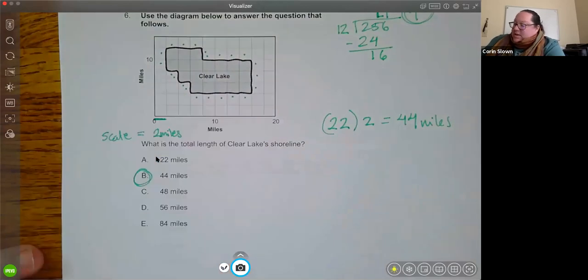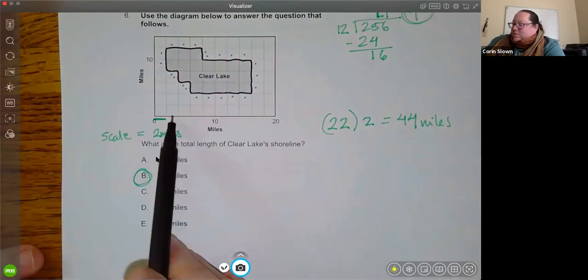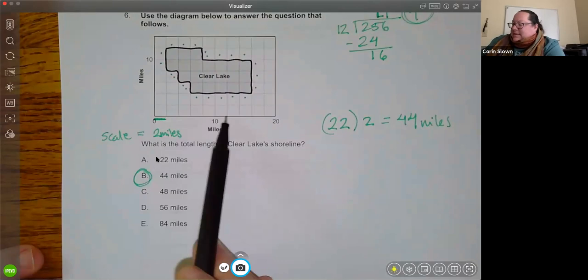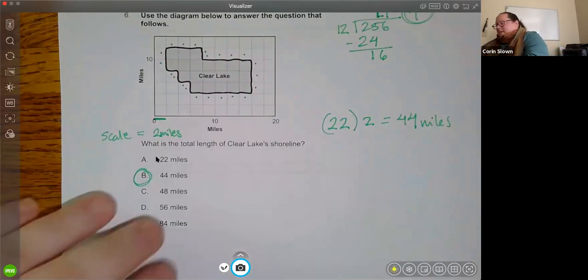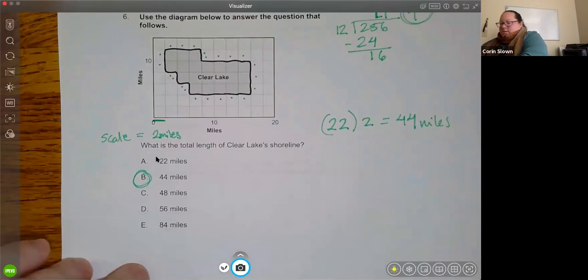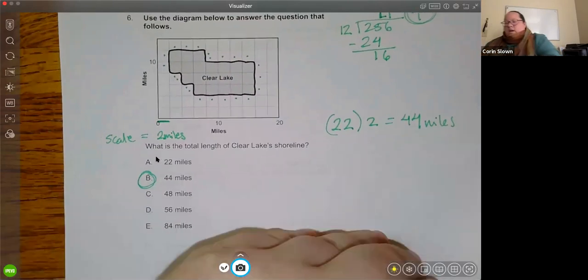The other way that I could do that is I could count 1, 2, 3, 4, 5, 6, 7, 8, 9, 10. 20 divided by 10 is also 2. So if it's easier to do that, that's another option. All right. We're over halfway there.